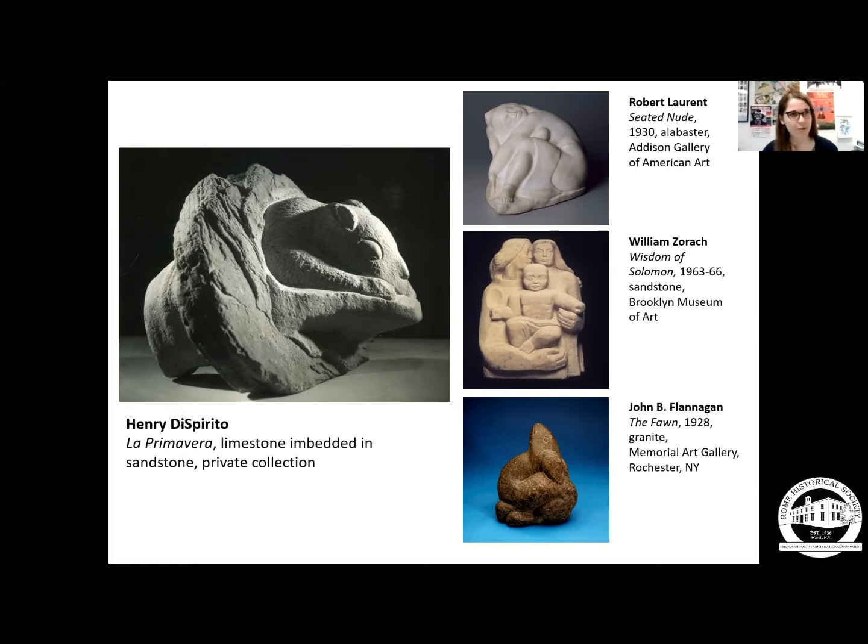You can see here there are some other artists who were working in the United States at the same time, also working in the direct carving method. And what I find really interesting is that a number of these artists who were known for this method were also immigrants, just like DiSpirito. Robert Laurent originally came from France. William Zorach was an immigrant from Lithuania. And John Flanagan was also well known for this method of sculpting. It's not known for sure if DiSpirito saw any of their works, but it's important to know that he was working in this tradition at the same time.